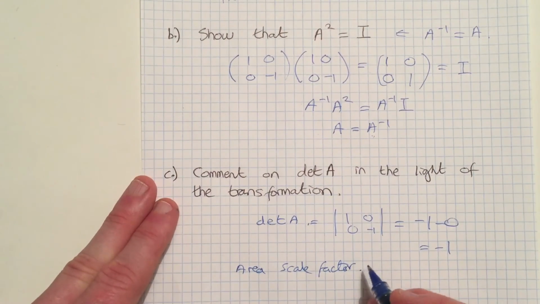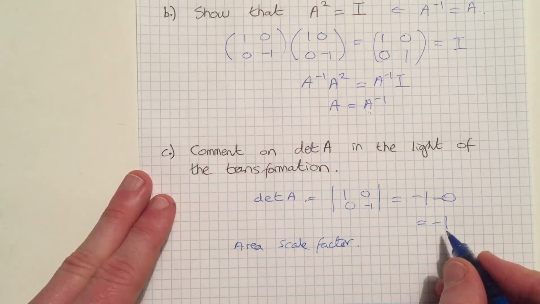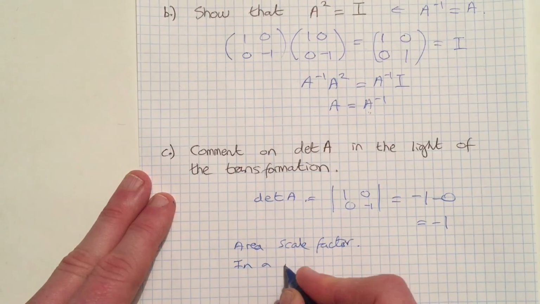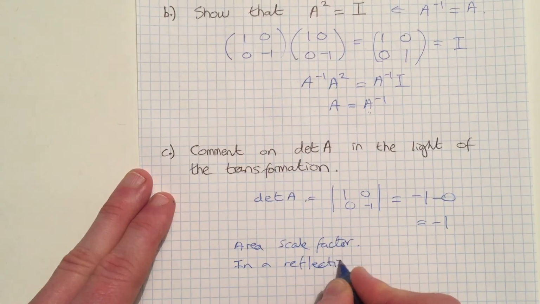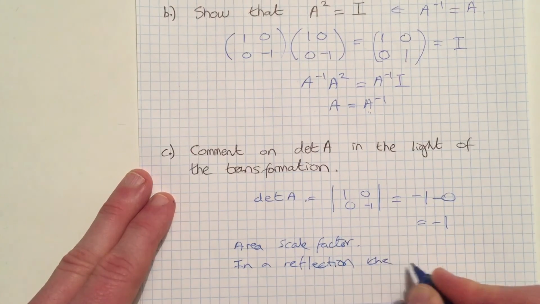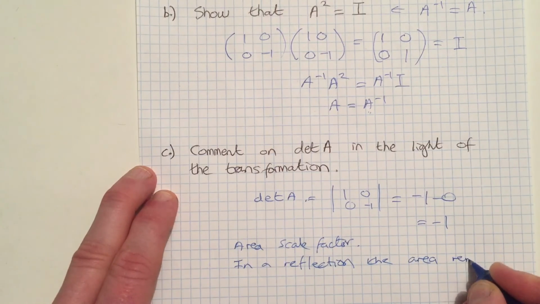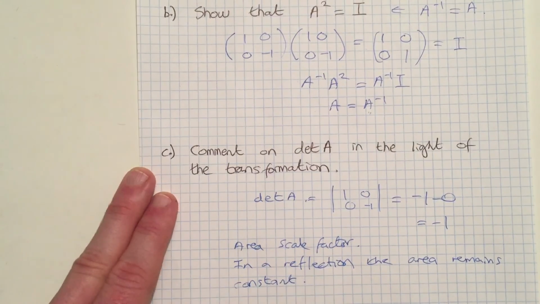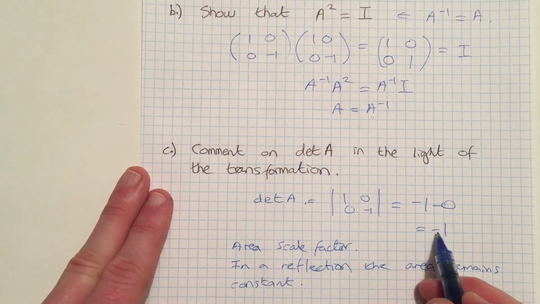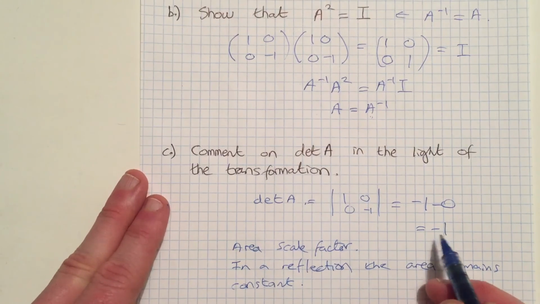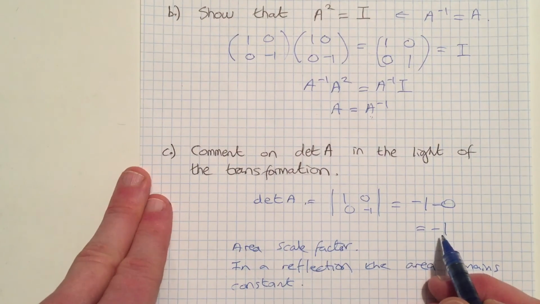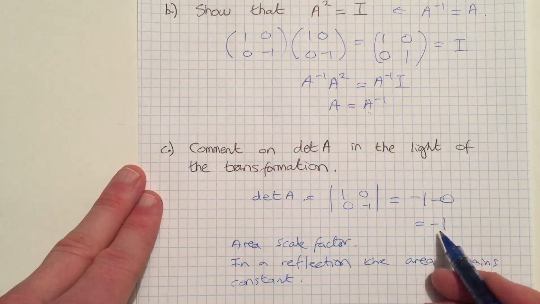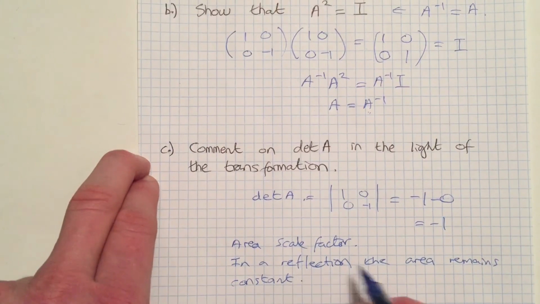So it should make sense in the light of the transformation that the area scale factor is just minus 1, because in a reflection, the area remains the same, remains constant. The only difference is the fact that it's a negative 1, which is all that's doing is representing the fact that the area would be below the x-axis rather than above it. That's all that minus is representing. We're still multiplying by 1, so the area is going to be the same.